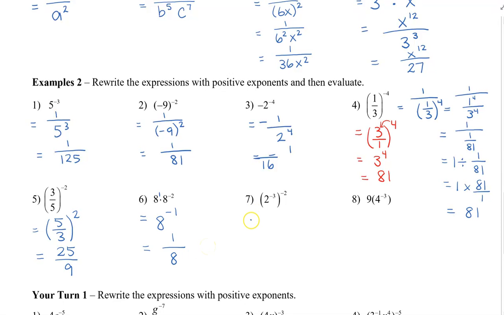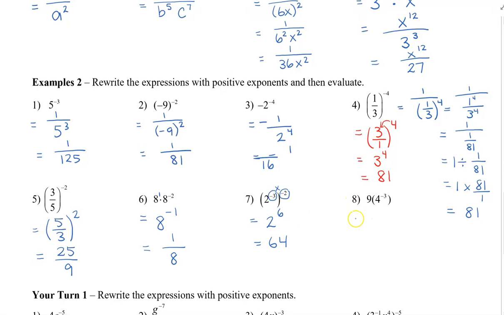All right, next one here. Now, we're going to, this time, use our power of a power rule. So we have an exponent on the inside of negative 3, an exponent outside of negative 2, and we're going to multiply those together. So we have 2 to the power of 6. And now we just have to evaluate the positive exponent, which is even better. So 2 to the power of 6 is 64.